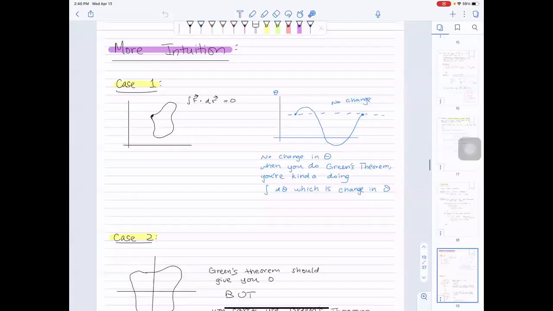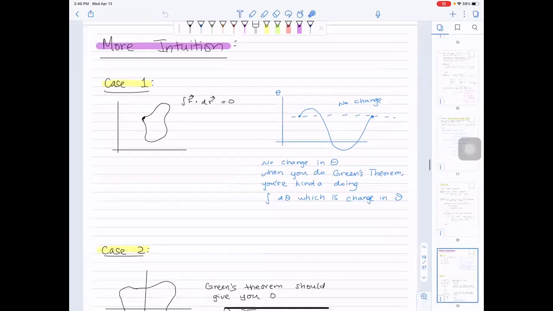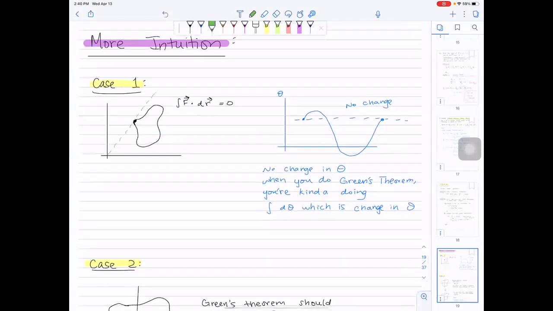Okay, so more intuition about Green's theorem. If you have some curve that looks like this in the first quadrant, this integral, if you took it, it would end up being 0. The reason is that Green's theorem is kind of looking at your change in theta. So imagine I draw our starting point and theta is like pi over 4 or something.